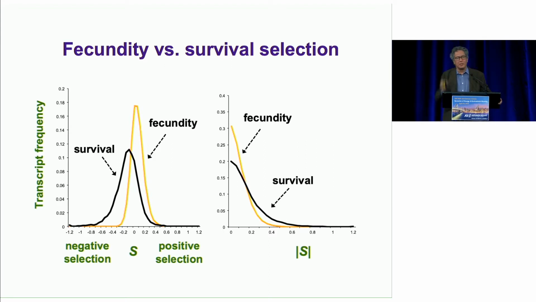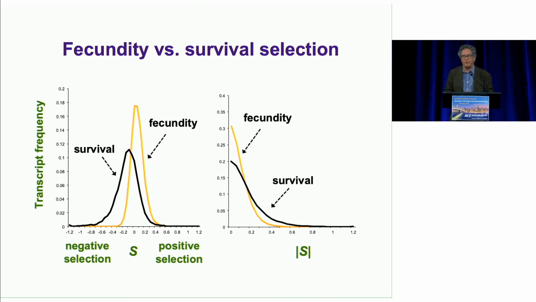Not in the normal conditions. In the normal conditions, everything lived, so there was no mortality. But in the drought stress conditions, some plants died. And so we're able to look at two different types of fitness measurements: fecundity, which is the number of seeds, and survival, which is whether they lived or died. And in general, again, the distributions are hewing close to S equals 0. But now we're seeing that there's also a shift.